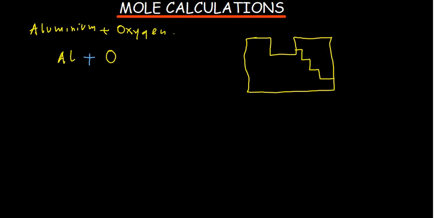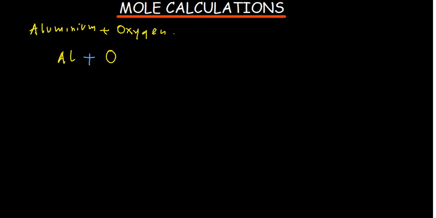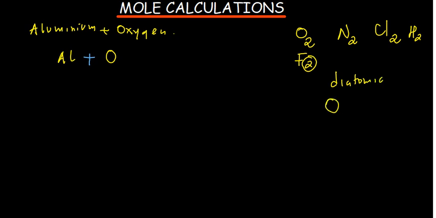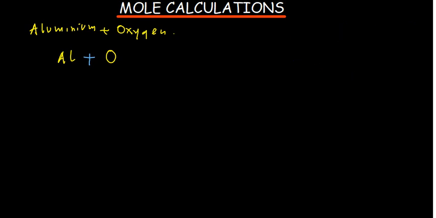But when it comes to some elements, elements such as oxygen, they always exist with a 2 down. Nitrogen always exists with a 2 down. Chlorine always exists with a 2 down. Hydrogen, fluorine. Every time you are using these elements, you always need to have a 2. They all exist as diatomic elements. So you can't write oxygen like this. No, that's not right. That is because oxygen always exists as a diatomic gas. So please take note of those. So oxygen, we are going to put a 2 there always.